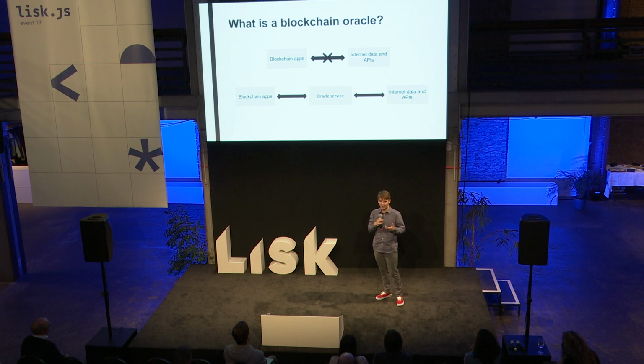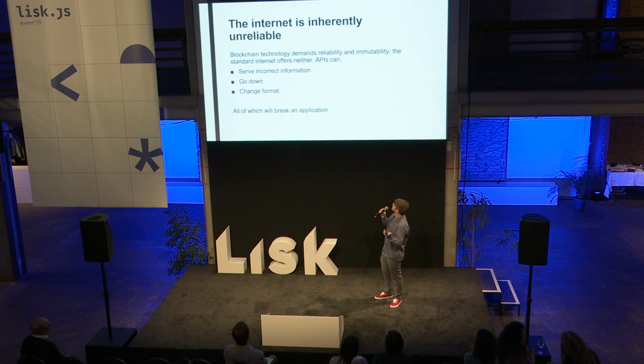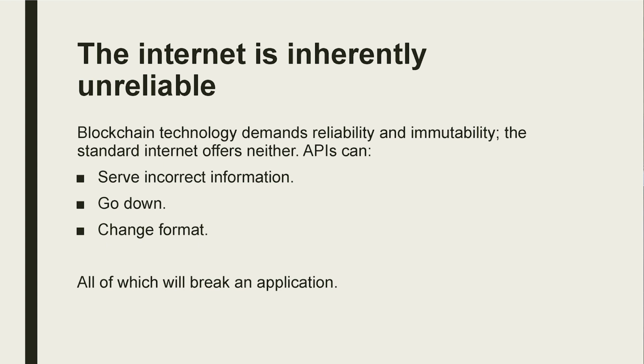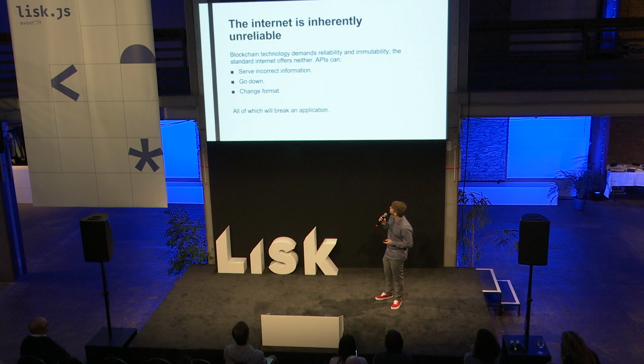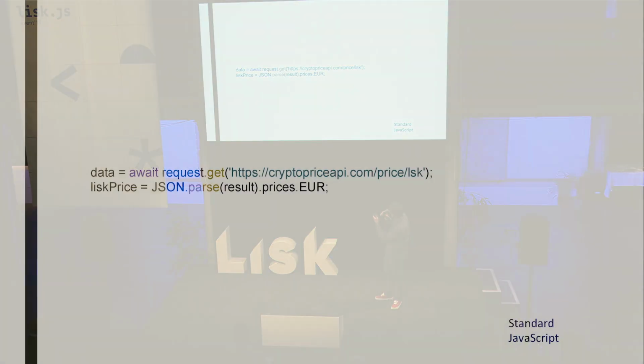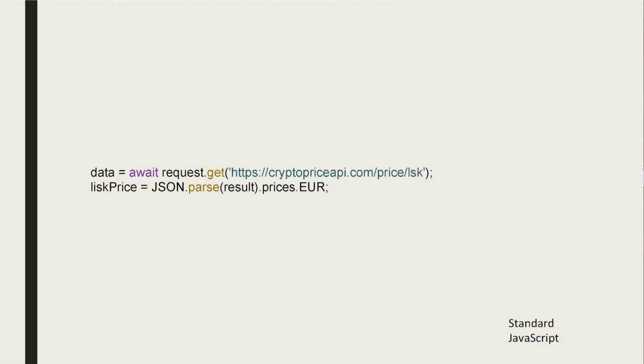And so even if we have some sort of adapter, some sort of intermediate layer to connect them, we're still connecting two systems that were never really meant to be together. And if the API goes down, your application will break, even if you're using an Oracle service. And this is because the internet is inherently unreliable. APIs can serve incorrect information, they can go down, they can change format, and any one of these things will break your application.